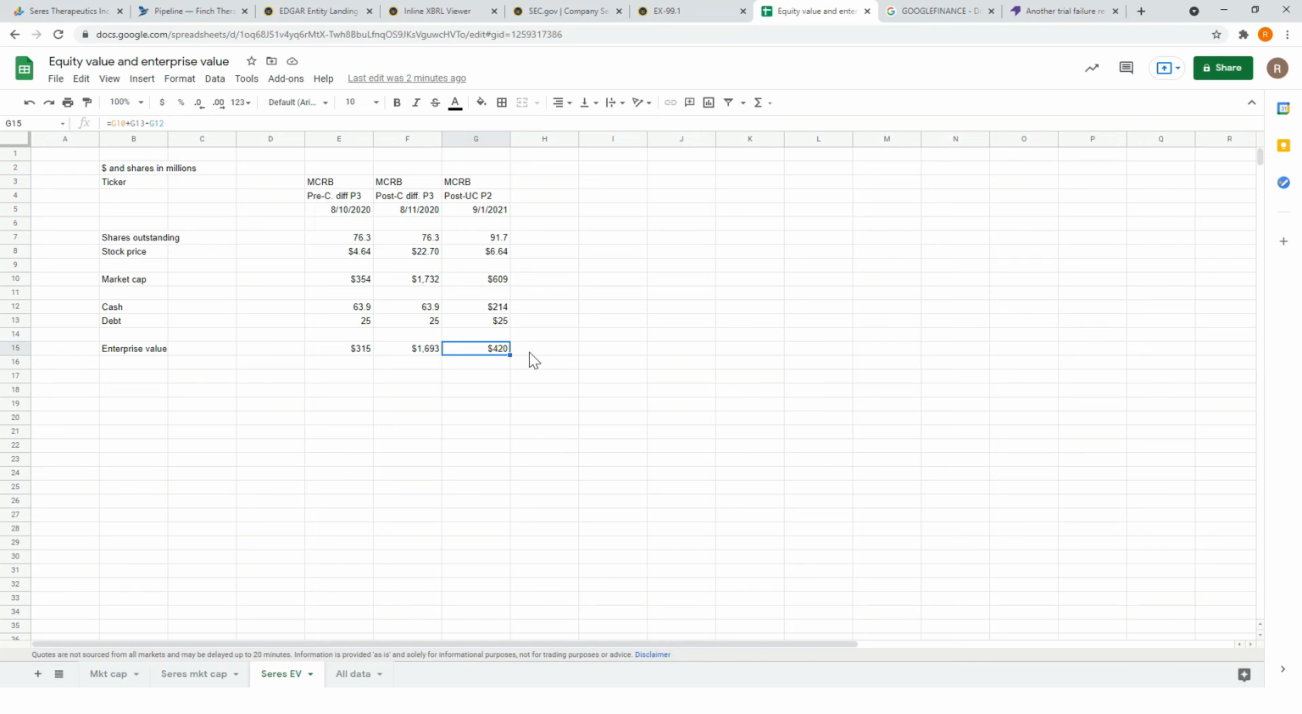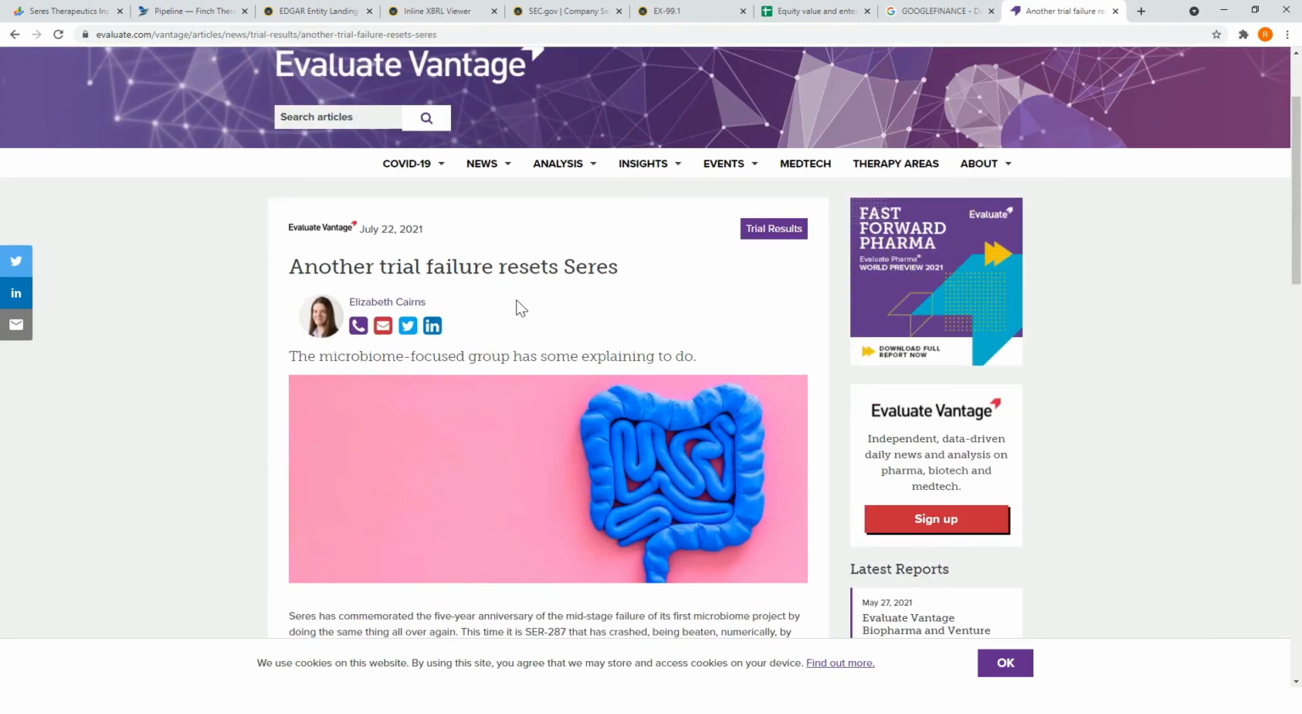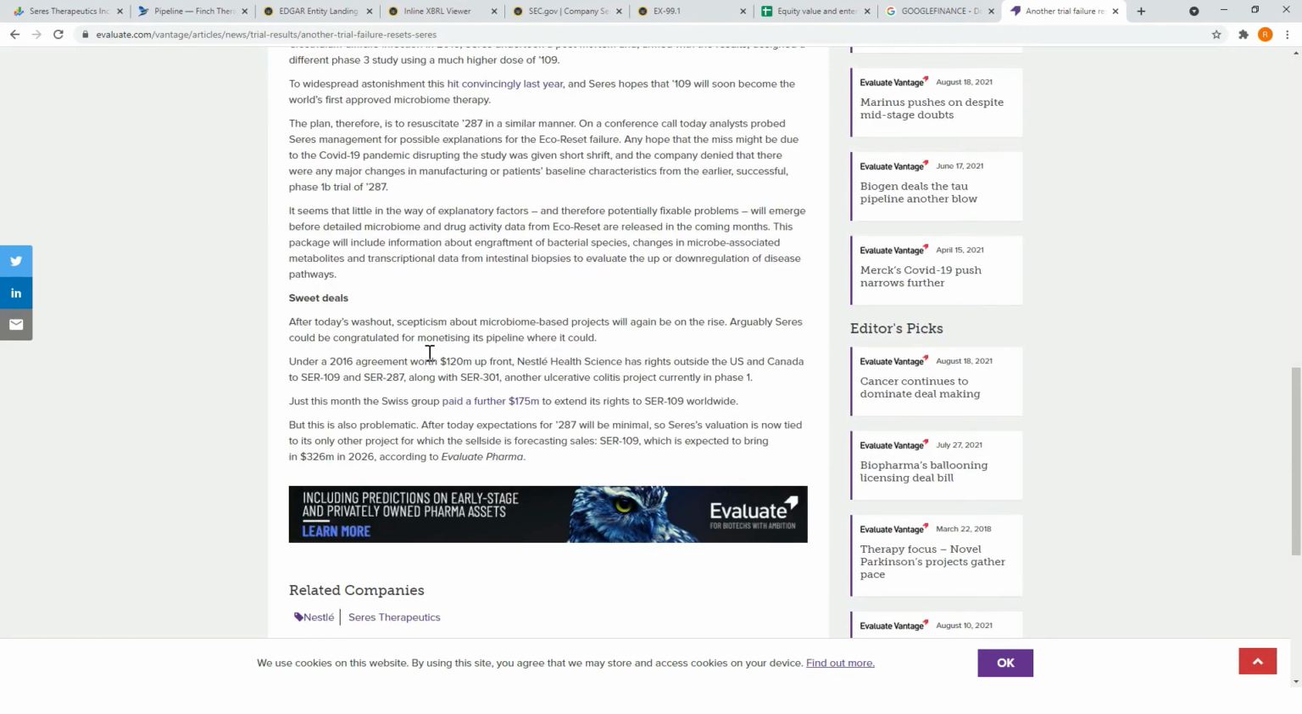It's hard to know whether they're undervaluing the ulcerative colitis program because we don't know a lot yet about that study. We don't really know what went wrong or much detail about the data, but that's something you can explore as a potential investment idea. If we quickly look through some of the press around this, it looks like the Series equity research analysts only attribute sales.